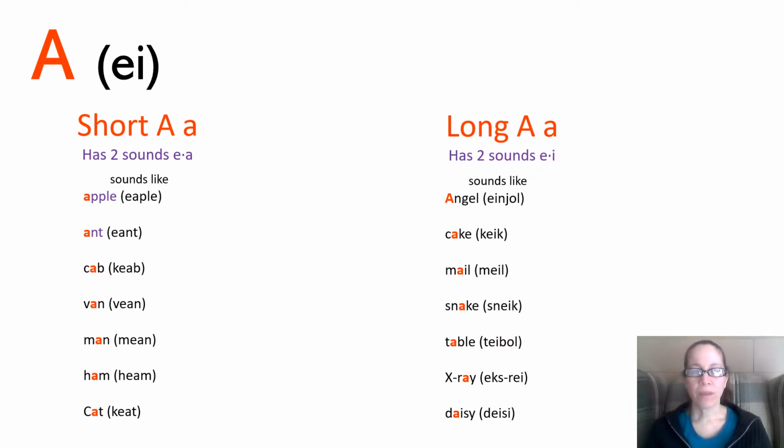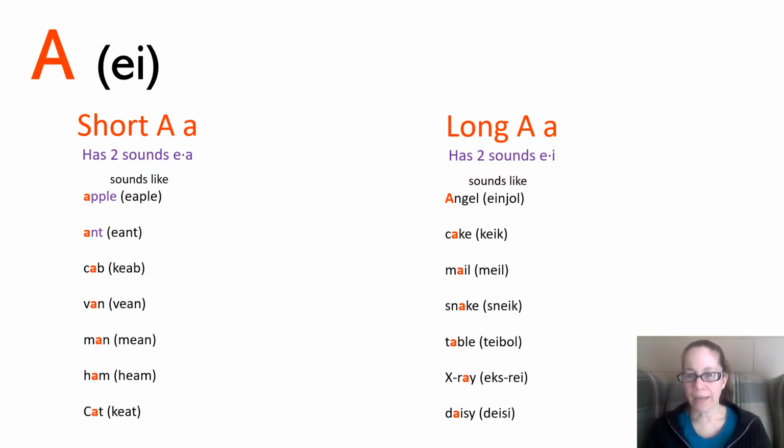So here goes. Apple, ant, cab, van, man, ham, cat. You see how it's not apple or aunt, cob, von, mon. In America, we have two sounds for the A. Okay, so that's the short A.